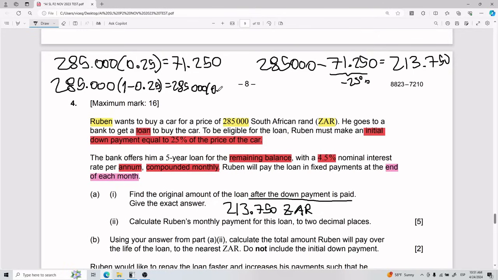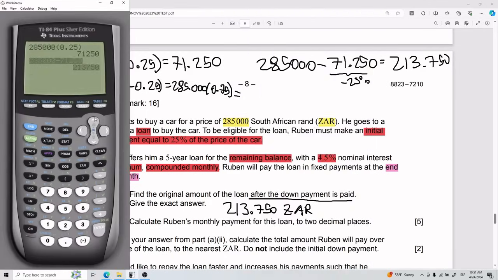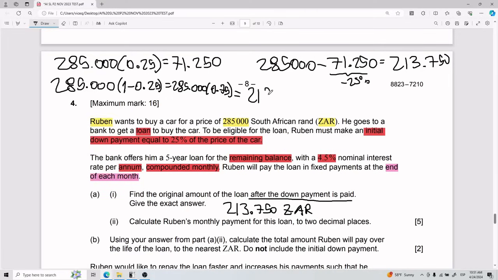times 0.75. And so yes, technically if you find 75% of the 285, it's the same as getting the total and doing minus 25%. So you can change it to 0.75 and you get the same answer, okay? I'm just mentioning it because I know some people like to think that way.